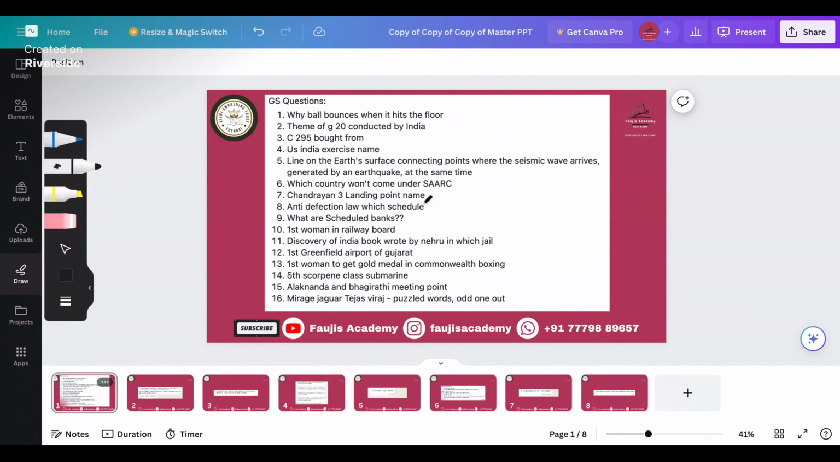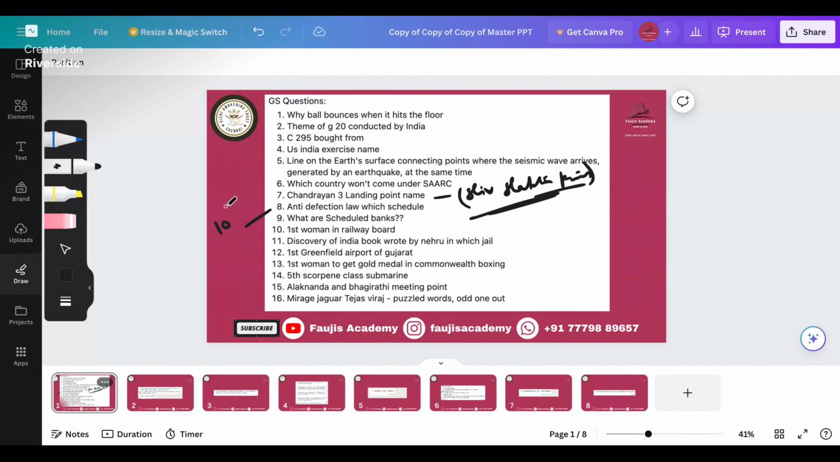So the next question is the Chandrayaan 3 landing point name. This point is called Shiva Shakti point. There was a lot of controversy when this point was named after Lord Shiva, specifically in the Western media. They were commenting that these Indians will always keep names of some mythological stuff and something like that. So there was a lot of buzz about this as well. Shiv Shakti point, you cannot have got this one wrong.